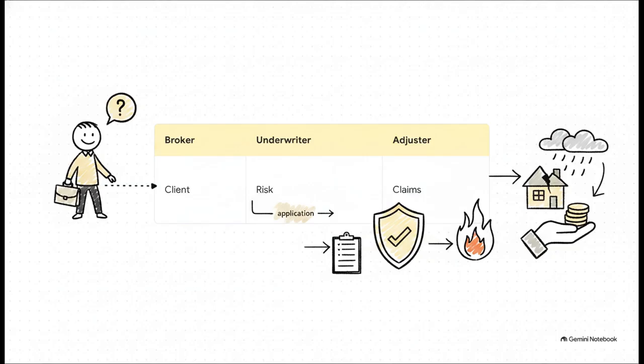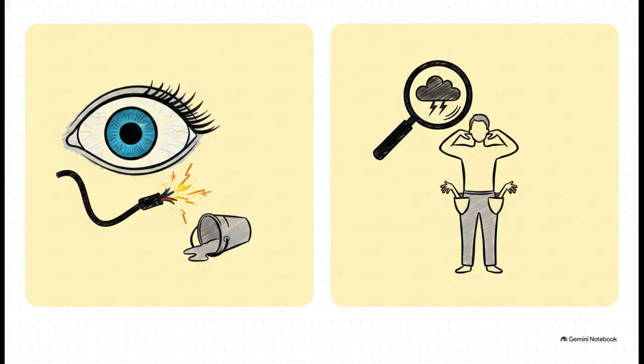Second is the underwriter at the insurance company. Their whole job is to protect the insurer's bottom line by deciding whether to accept, reject, or modify the risk. And third, the adjuster. When the worst actually happens, the adjuster steps in to investigate the facts and settle the loss fairly. Now, underwriters are essentially hazard hunters, but they have to distinguish between what they can easily see and hidden dangers.